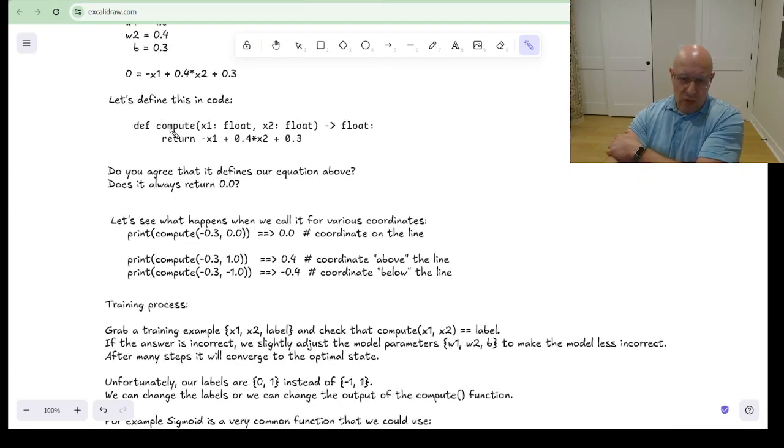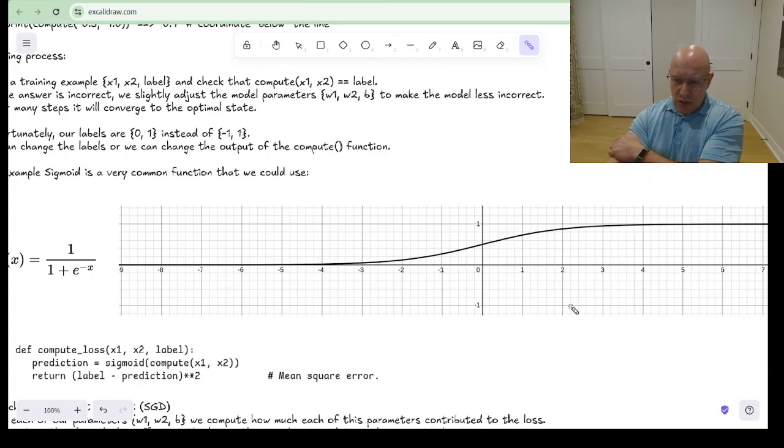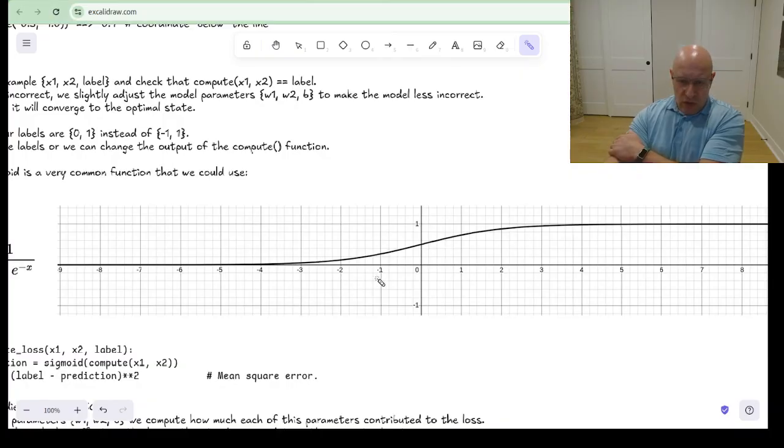So when we call compute, it will return a value that can be negative or positive, and then we'll plug it into this strangely looking function. It looks scary, but if you plot it, it looks interesting. For all negative numbers, it returns something that's close to 0. For very large positive numbers, it returns something that's very close to 1. And here it has this smooth transition in the middle.